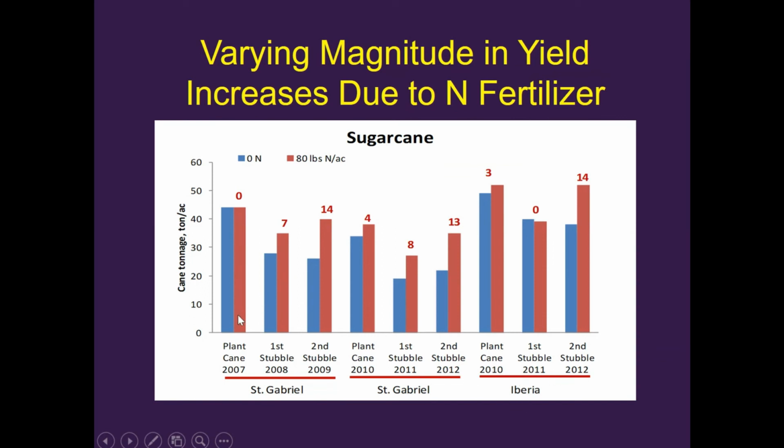So those red bars receive 80 pounds of nitrogen as opposed to the blue bar, which is the check. And those numbers on top of each of those bars represent the increase in tonnage due to nitrogen application. So you can see the differences in benefits in terms of cane tonnage increases, applying the same rate of nitrogen fertilizer, simply demonstrating the differences in nitrogen requirement year after year and also within the field.